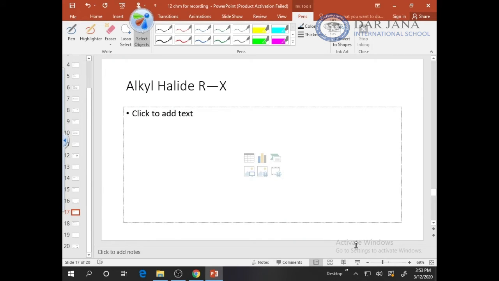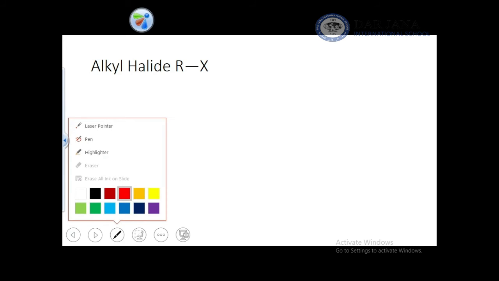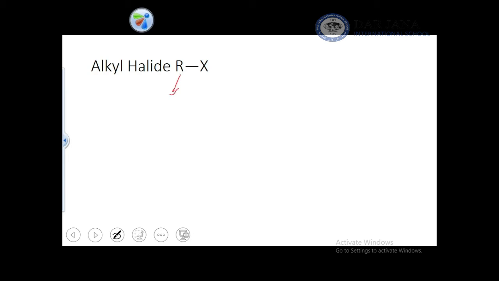Another functional group is called alkyl halide. Alkyl halide is a hydrocarbon chain attached to a halogen element. So, hydrocarbon chain attached to a halogen like chlorine, bromine, fluorine, iodine.